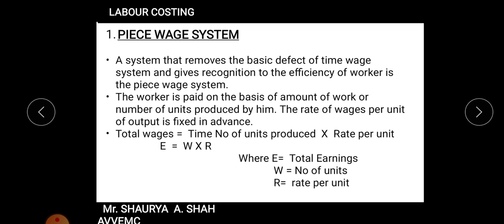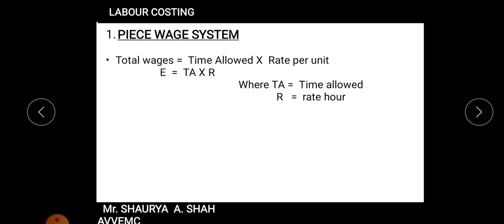Instead of time, you have the number of units which are produced and the rate per unit is given. So the majority of the calculation is done on the basis of the number of units produced, right? Suppose 100 units are produced, per unit wage rate is 10 rupees. So 100 into 10 gives me 1000. Hope it's clear.